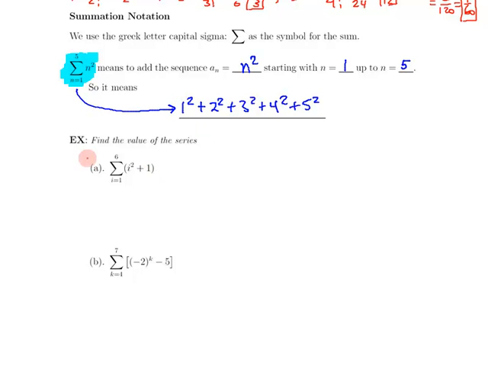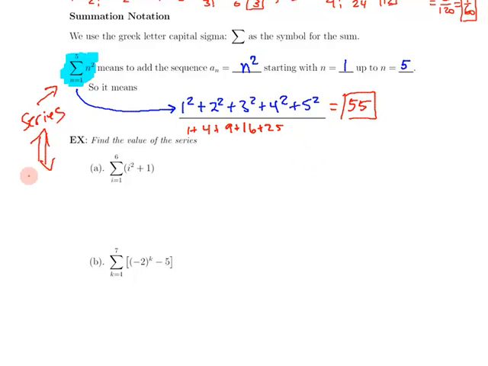So if I were to ask you to find the value of that, you would then go to your calculator or by hand add these up. 1 plus 4 plus 9 plus 16 plus 25. Which turns out to be what? 5 plus 9 is 14. 14 plus 16 is 30. 30 plus 25 is 55. Okay, so that would be the value of that sequence. Or sorry, not sequence. We're going to call this a series now. A series is, by definition, the sum of a sequence, meaning add them up.